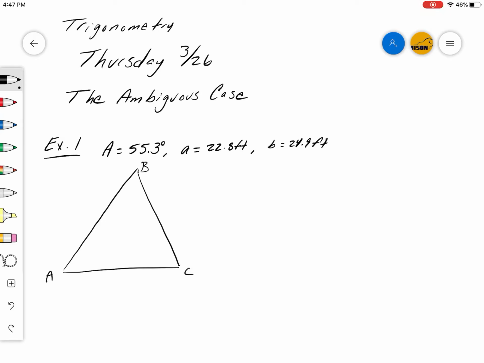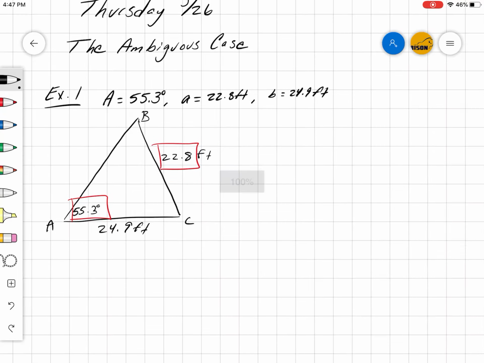So I've got A, B, and C. Angle A is 55.3 according to this problem. Side a is 22.8 feet, and side b is 24.9 feet. So automatically I've identified my control. I've got 55.3 down here, 22.8 over there. I know that I'm going to be basing my calculations off of A.